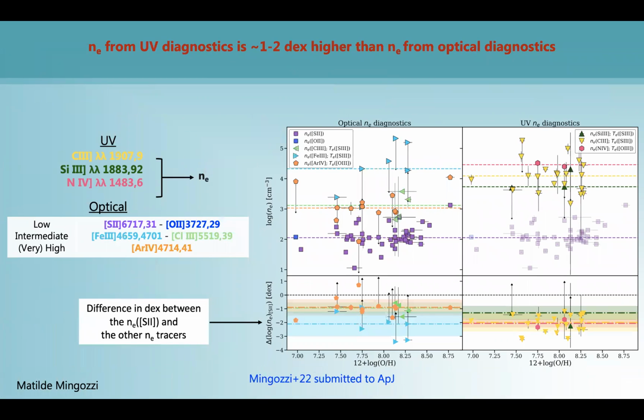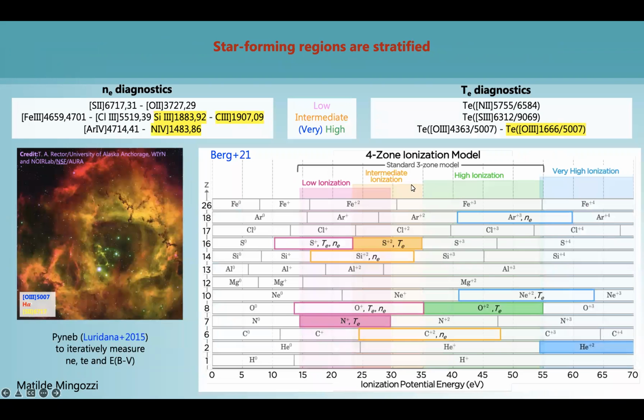I think at the beginning I didn't expect this clear offset, but then I understood that the carbon 3 lines are tracing intermediate ionization regions. So they are coming from these intermediate regions, slightly higher ionization than the sulfur 2. And it also depends on the critical density of these ions, and the carbon 3 critical density is higher than the sulfur 2, for example.